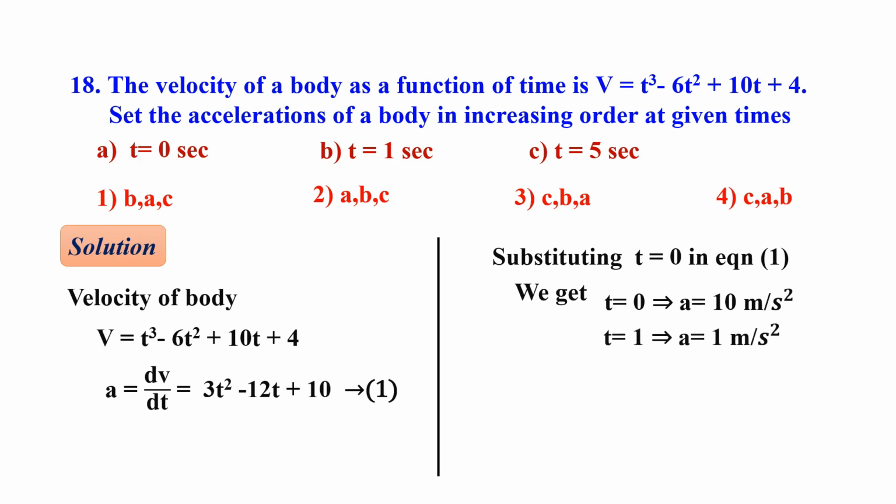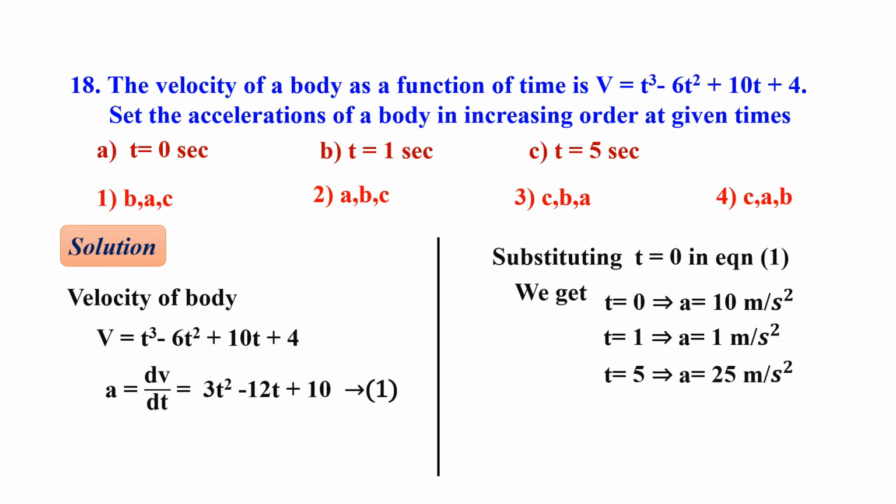T is equal to 1, a is equal to 1 meter per second square. Here 3 into 1 square, that is 1 square, is nothing but 1. 3 into 1 is 3, minus 12 plus 10. So 3 minus 12 is minus 9. Minus 9 plus 10 is 1. So when substituting t is equal to 1, acceleration we are getting is 1 meter per second square.